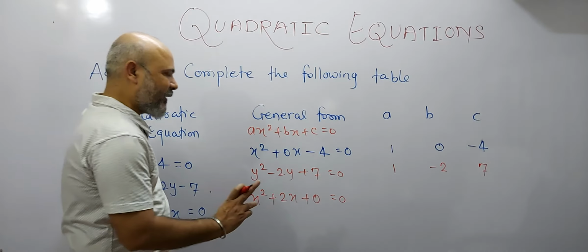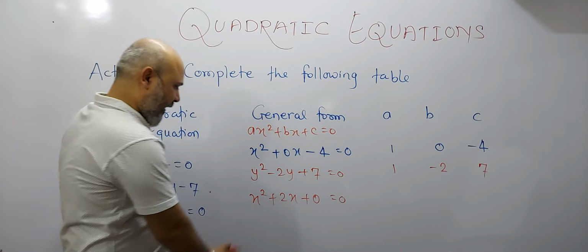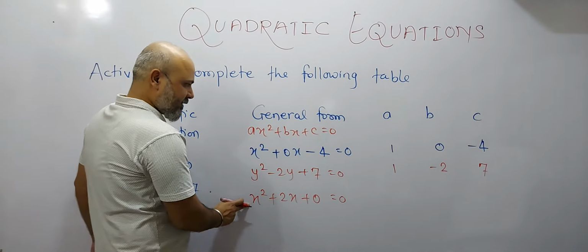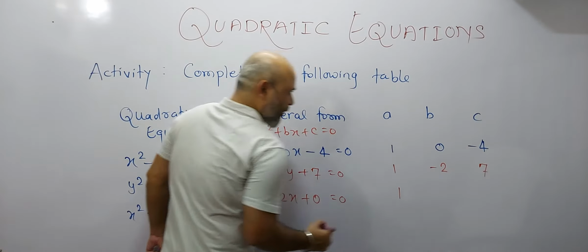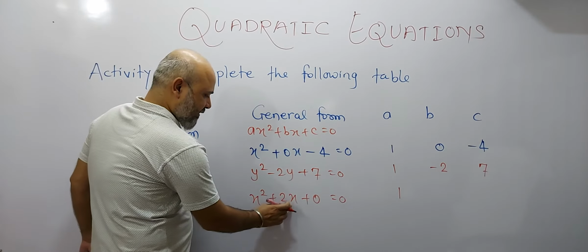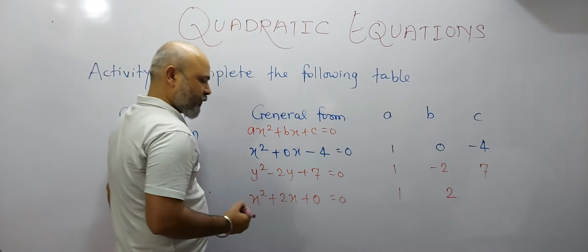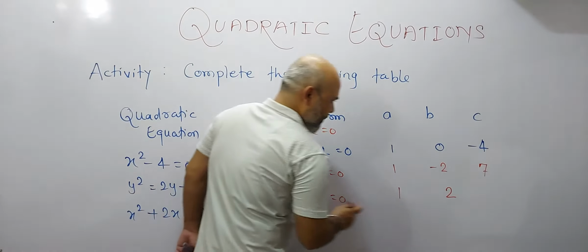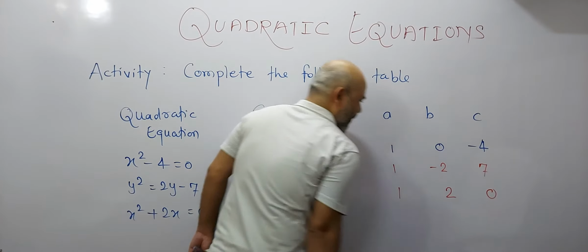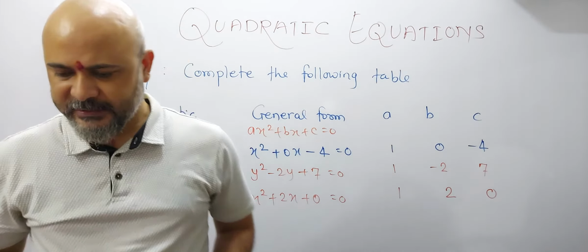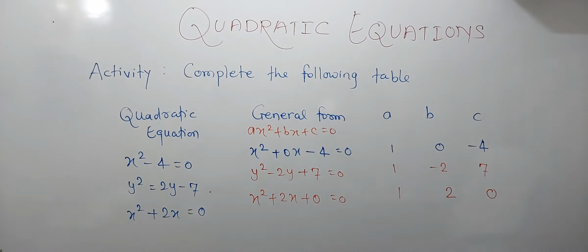So now we find the value of a. What is a? The coefficient of x square. So here the coefficient of x square is 1. What is b? B is the coefficient of x, which is plus 2. And c is the constant, and the value of the constant is 0. Okay. So this is the third activity which is given on page number 31.